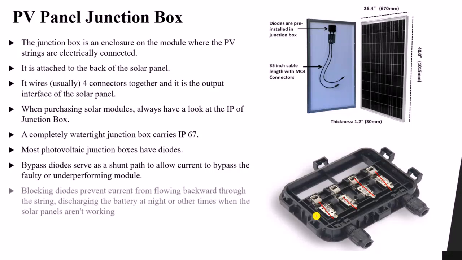Okay. There is another type of diode, which is found inside the charge controller, which we are going to discuss. This diode, or the blocking diode, prevents the current from flowing back through the string, discharging the battery at night or other times when the solar panels are not working. So in the end, it prevents the power flow from the batteries to the solar panels.